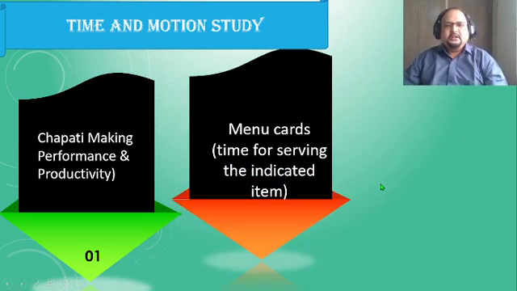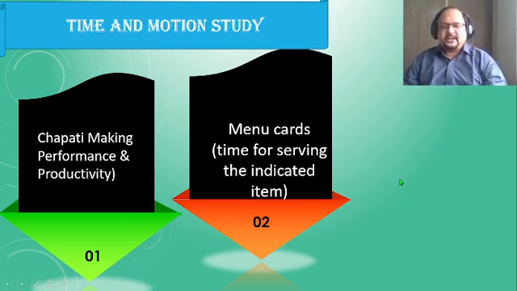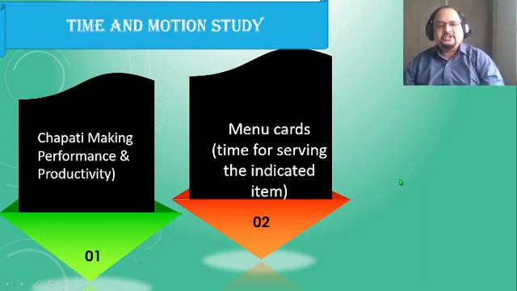Second example, you might have seen if you go to a restaurant or a hotel, in the menu card they will indicate the serving time. Suppose they may say that if you have to serve a scrambled egg, it will take say 10 minutes. You might have seen they say if you want a soft boiled egg, it will take say 5 minutes, but if you want a hard boiled egg, it may take 10 minutes. So all these are based on time and motion study, but this example, as you know, is from the food and beverage service department.